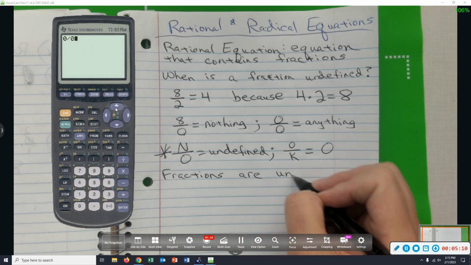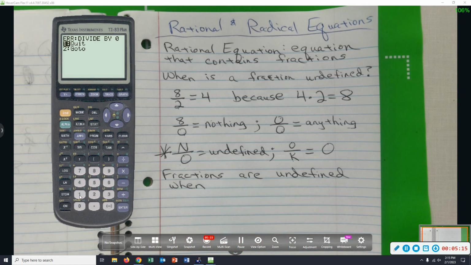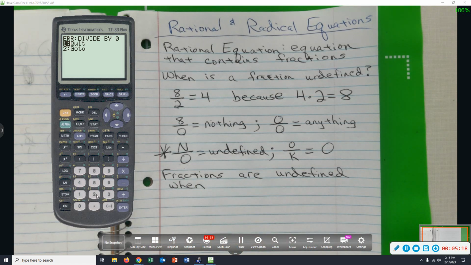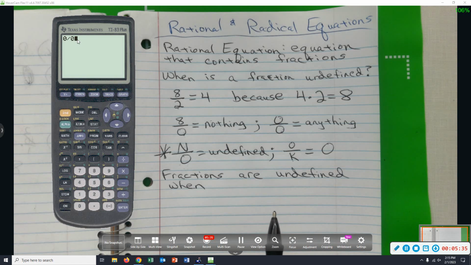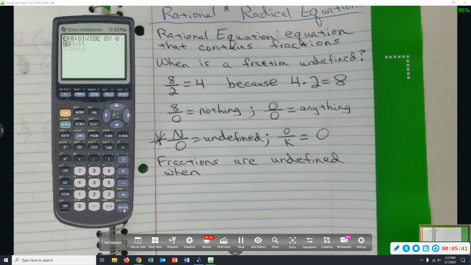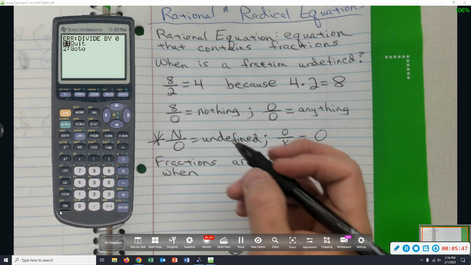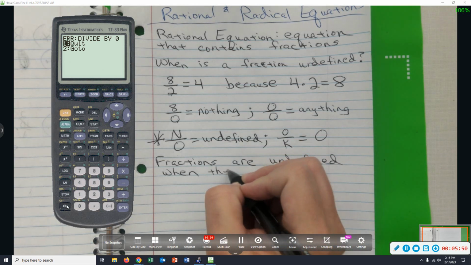Even on a calculator, 0 divided by 0. I remember years ago a math teacher telling me he was going to write to TI, because the calculator gave an error whenever they entered 0 divided by 0, and he knew anything over itself was 1. I'm sure you've heard that: anything over itself is 1. Except for 0 over 0. 0 over 0 is not 1. TI is not making a mistake when they say error, divide by 0. Fractions are undefined when the denominator is equal to 0.